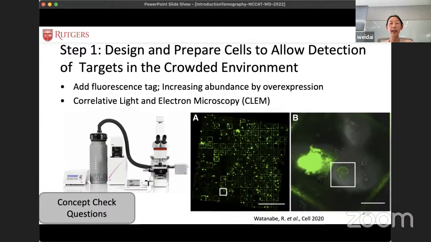So this is A, how the grid looks. And B, they have a zoomed-in view to see the filamentous structures, very likely microtubules, that are decorated with fluorescence-labeled LRRK2 protein. Okay, so they get the cells ready and they perform CLEM for them to be able to track down where LRRK2 proteins are.